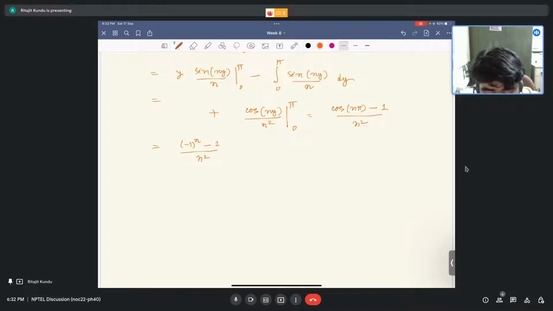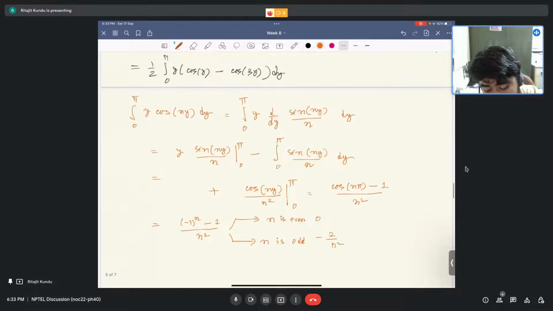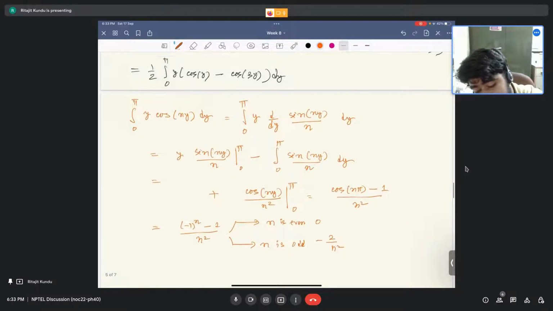So we see that this has two cases. If n is even, then this integration is 0, and if n is odd, then we get 2 minus 2 by n square. Okay, so let us use this and calculate this quantity.